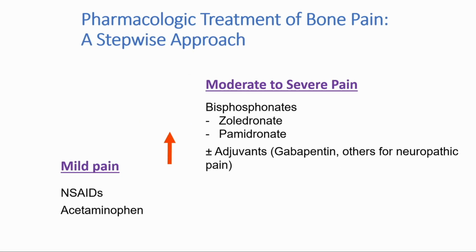So this is our current approach to using bisphosphonates in disorders such as OI and FD that have high bone activity. We start with mild pain by treating with over-the-counter medications such as Tylenol or paracetamol. And then if pain is moderate to severe and persistent, that's when we think about using potentially IV bisphosphonates such as zoledronate or pamidronate into our arsenal. This should be combined with adjuvant medications, particularly in patients who have neuropathic pain, which may need to be treated with gabapentin or other medications that modulate nervous signals.